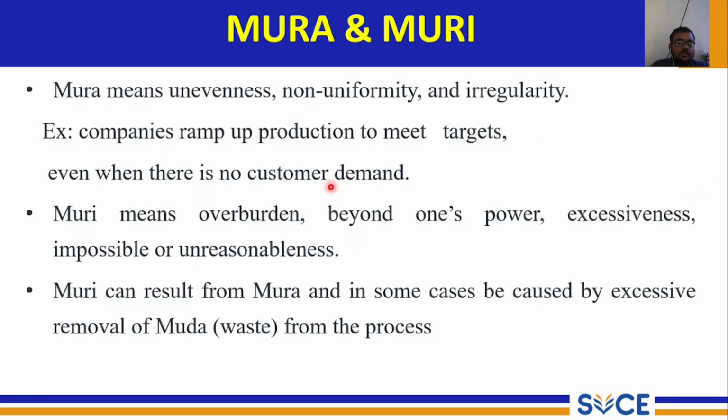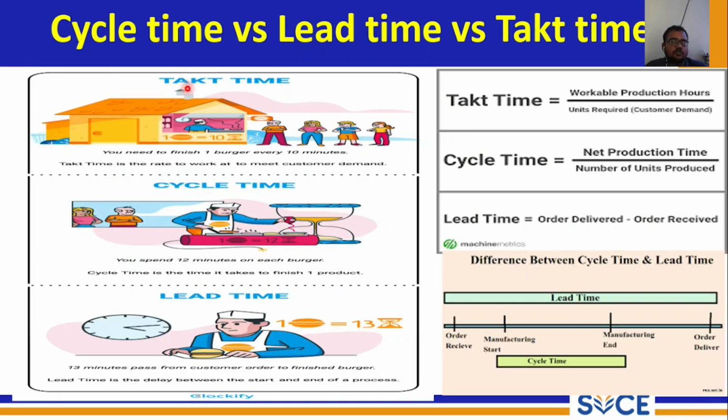And Muri, on the other hand, refers to overburden, which is stretching oneself beyond their power. Excessive or impossible things cannot be forced on the worker or the machine. Even if a machine is able to run for 15 hours, it needs to be maintained for 2 or 3 hours. Rather than postponing the maintenance activity n number of times, which can create overburden on the machine as well. So Muri can result from Mura. That is what this concept says. Sometimes it is because of the excessive removal of waste from the process. Muri can also be because of Mura, because you create unevenness and non-uniformity. So they are closely related to each other, of course.